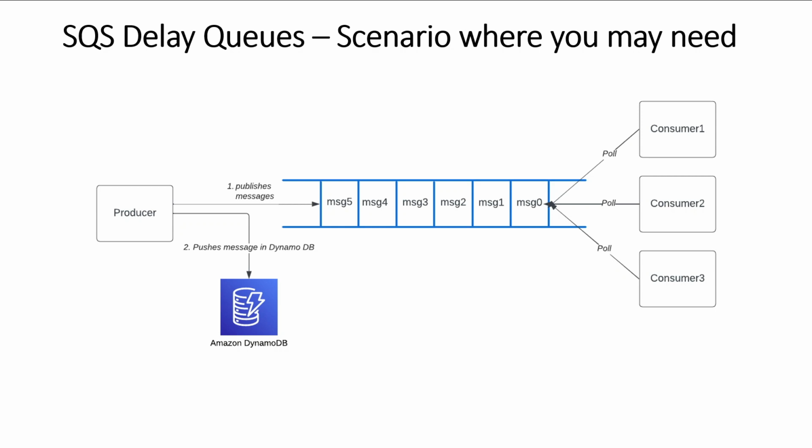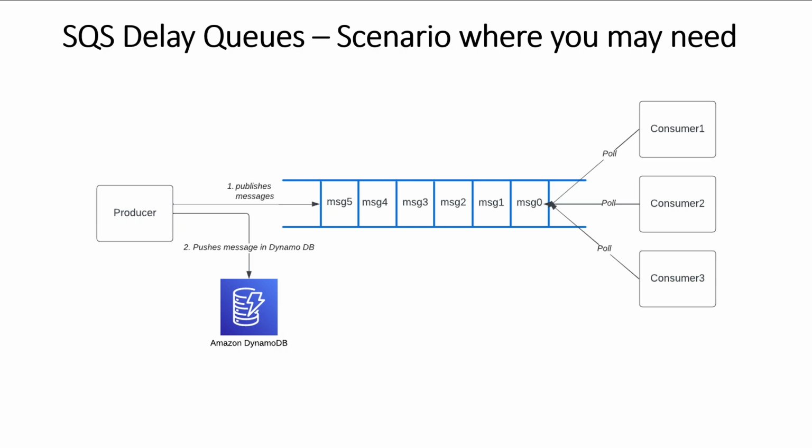Now, one of my observations has been that most developers understand the concept of SQS delay queues, but they don't really understand in what scenarios it is needed. So here I've tried to illustrate that through a diagram. Imagine a scenario in which a producer is doing some processing on a record. As a part of that processing, it first publishes that record to the queue, and then it also does further processing and pushes that message into DynamoDB.